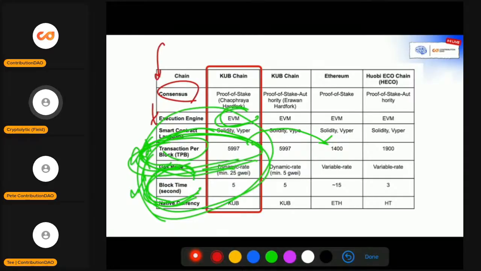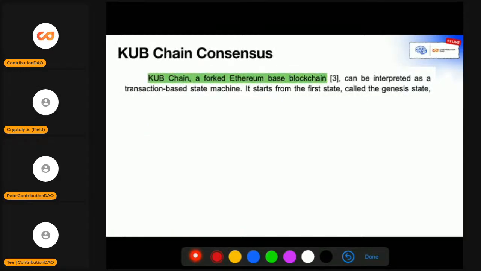So, in this live lecture, what we are going to focus on today is only the consensus protocol. And as a note, all of the information in this live lecture I get from the technical paper from KUB Chain. If you want to explore more after this live lecture, you can visit the KUB Chain website and explore the technical paper by yourself.